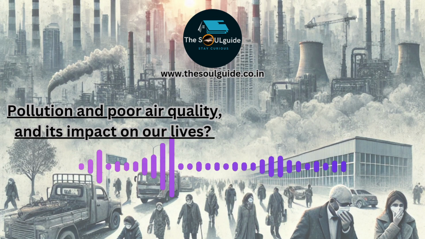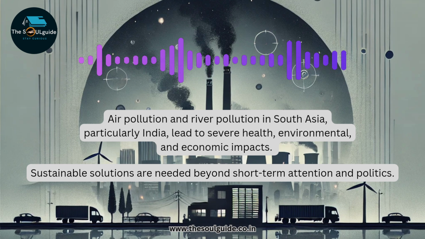Pollution and poor air quality silently shape our daily lives, impacting our health, reducing life expectancy, and taking a toll on the environment that sustains us. Air and river pollution in South Asia, particularly in India, pose severe challenges with far-reaching health, environmental, and economic impacts. Industrial emissions, vehicle exhaust, and agriculture practices contribute to the poor air quality, causing respiratory issues, heart diseases, and even shortened life expectancy for millions.